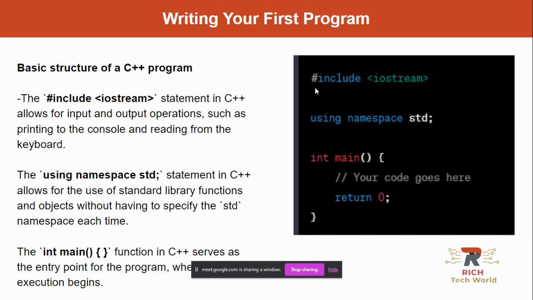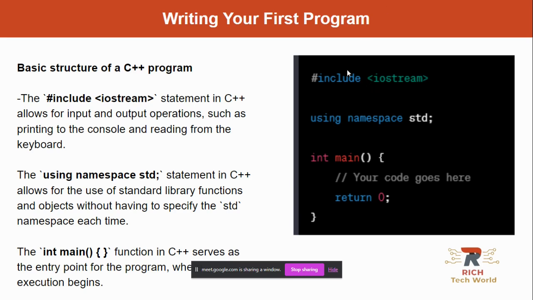Now we have what we call include iostream. In programming, we have what we call libraries or files. Libraries are basically pre-written programs. Just take it as programs that have already been written, and these programs perform a specific task. So whenever you need them, you just add them to your working space, your code.